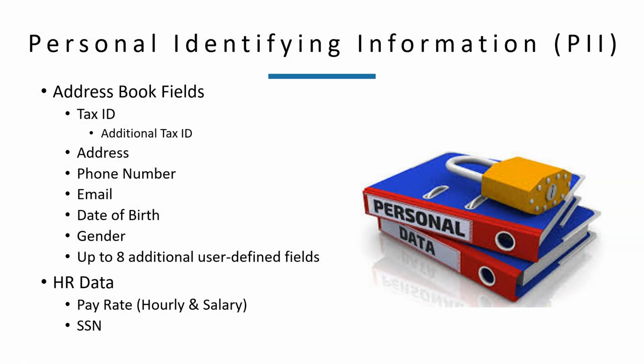So, more on PII and what kind of data points we're looking at. From an address book standpoint, you can see here tax ID. There is an additional tax ID that has a different alias. Address, phone number, email, DOB, gender, and there are 8 other user-defined fields that can house certain data that the permission list and data privacy allows you to secure.